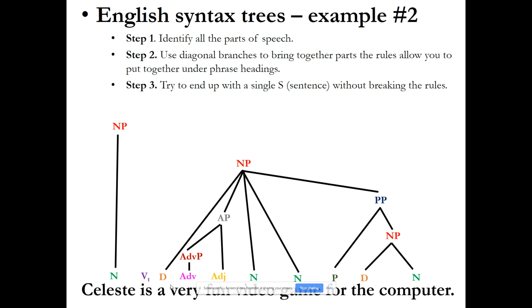We have a transitive verb. A transitive verb requires one noun phrase as its argument. There's our one noun phrase. We have a verb phrase. Noun phrase, verb phrase makes a sentence. There it is.